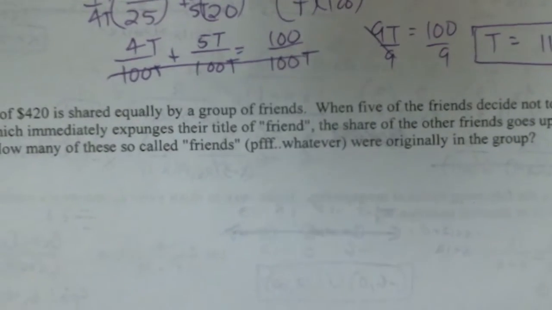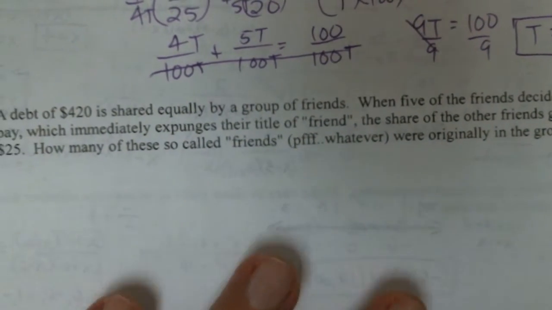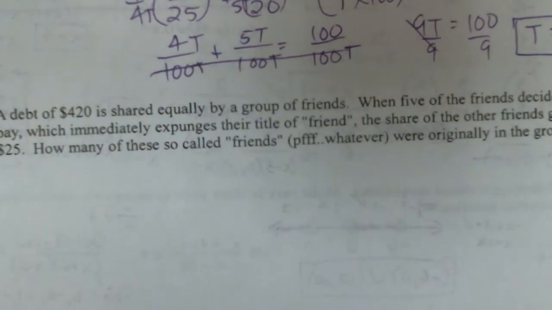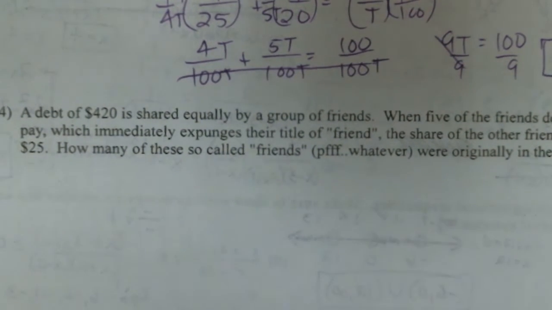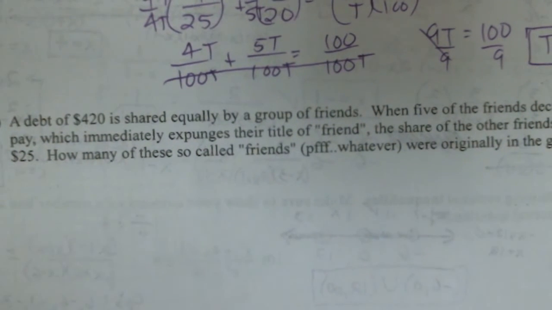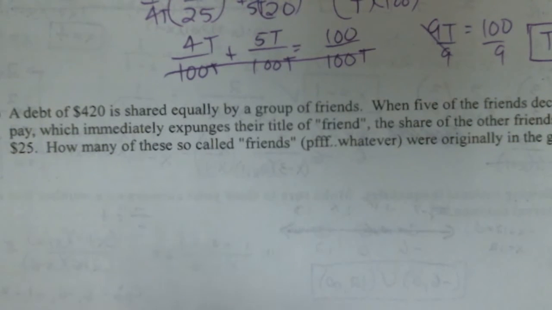All right, number 14 here: a debt of $420 is shared equally by a group of friends. When 5 of the friends decide not to pay, which immediately expunges their title of friend, the share of the other friends goes up by $25. How many of these so-called friends, not really friends, were originally in the group? Okay, the hardest part of this question, guys, is how do you set this thing up? Again, these are critical thinking skills that you're training your brain to go through. So you've got to slow down and think about it here.